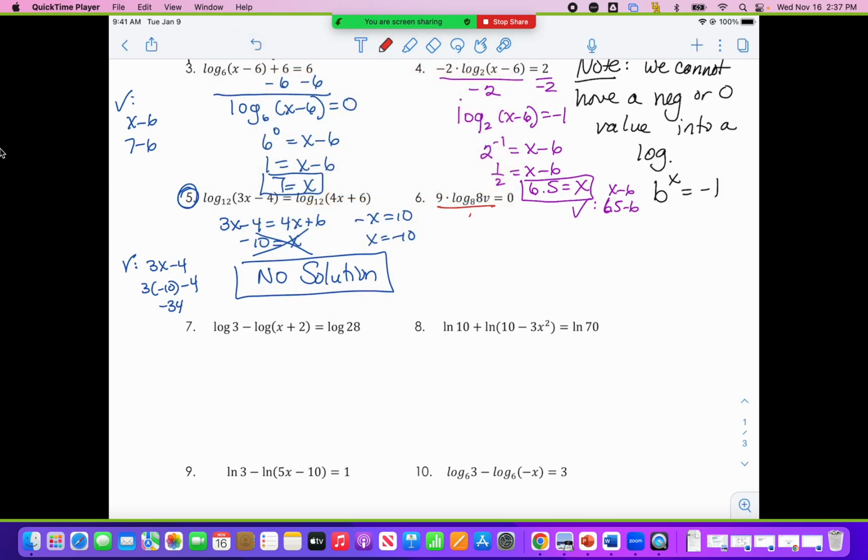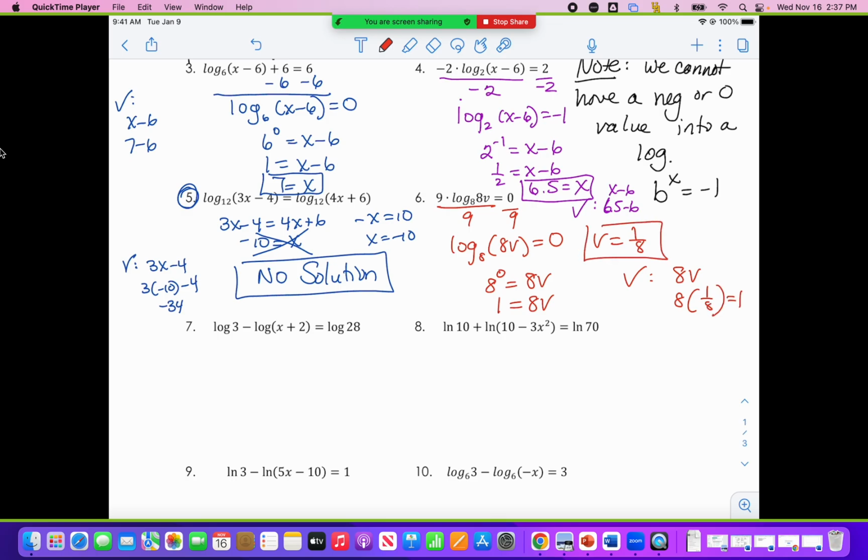All right, here we go. I'm going to divide both sides by 9, and I get log base 8 of 8v equals 0. 8 to the 0 equals 8v. 1 equals 8v, so v is 1/8. I'm going to go check that. 8 times 1/8 is positive, so it works.